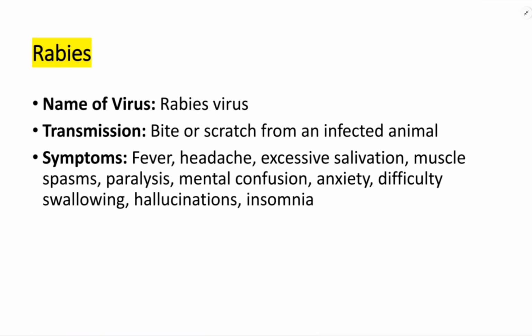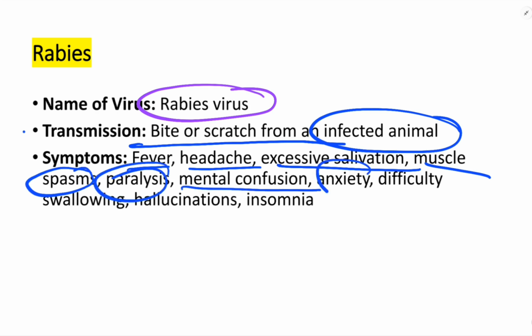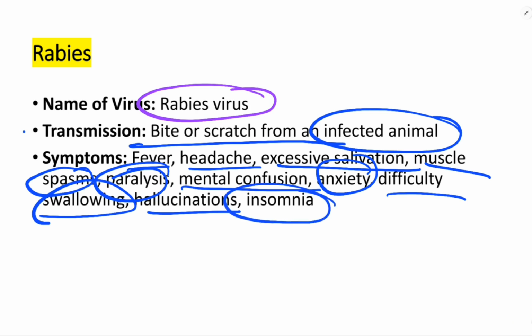Next one, rabies. It is caused by the rabies virus. It transmits through the bite or scratch from an infected animal. The symptoms are fever, headache, excessive salivation, muscle spasms, paralysis, mental confusion, anxiety, difficulty in swallowing, hallucinations, and insomnia. In Asia and Africa, 99% of rabies transmission to humans is through dogs.